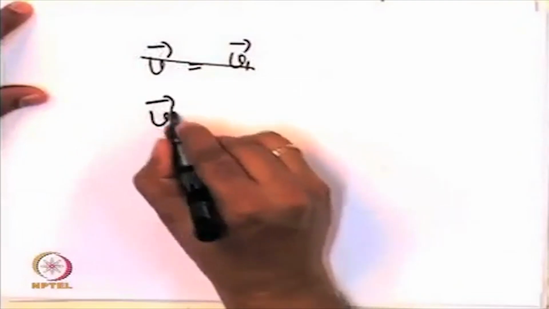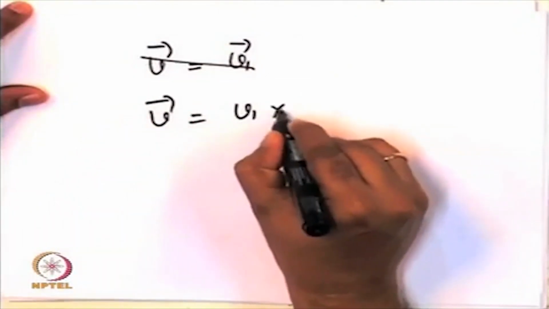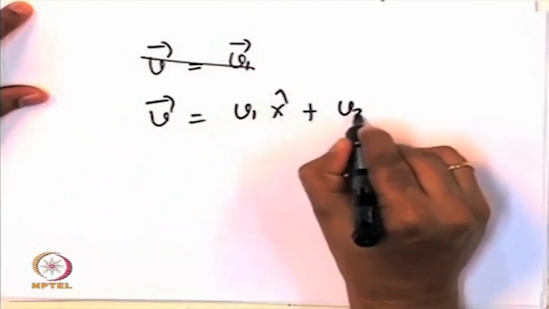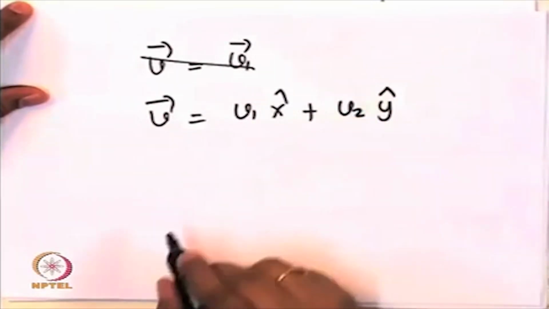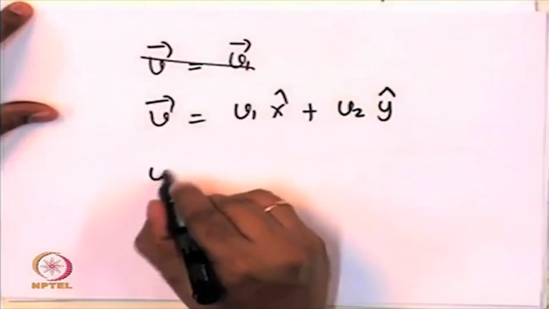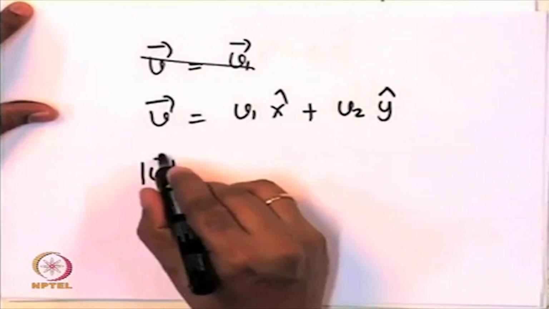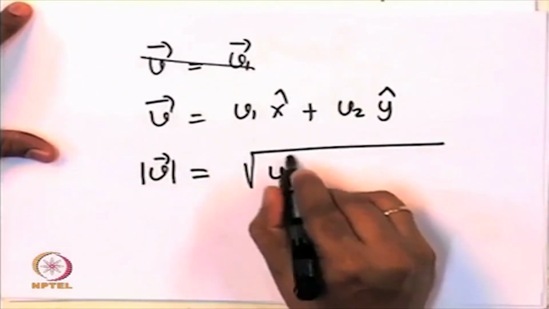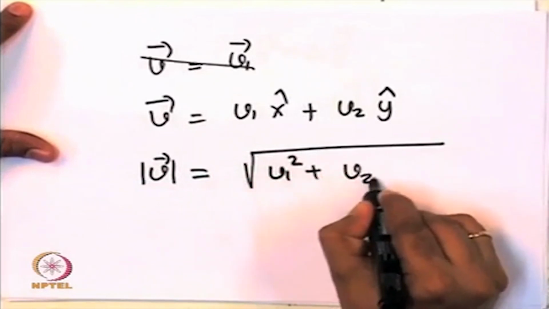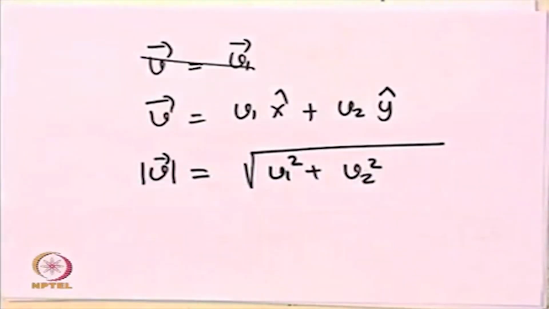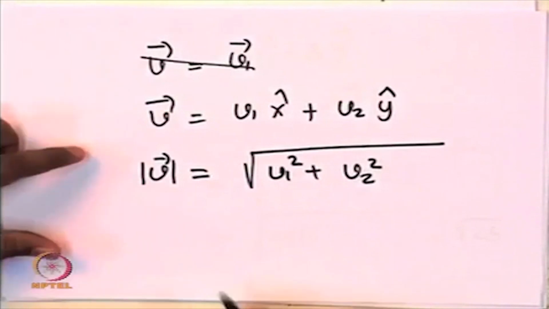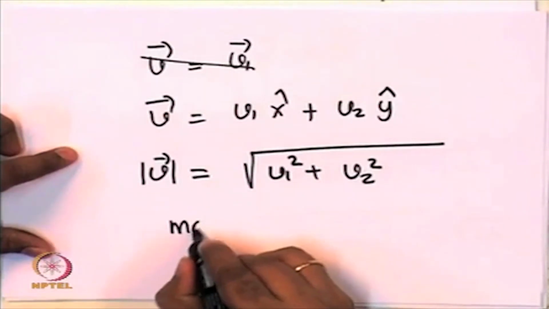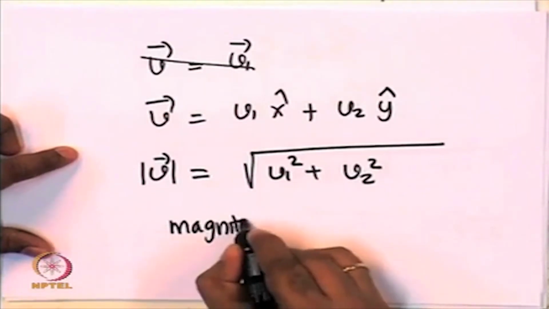If we have any vector v, which is v1 along the x axis and v2 along the y axis, mod v is equal to the square root of v1 squared plus v2 squared. That is the formula for the magnitude of a vector. So, this is the magnitude of a vector.